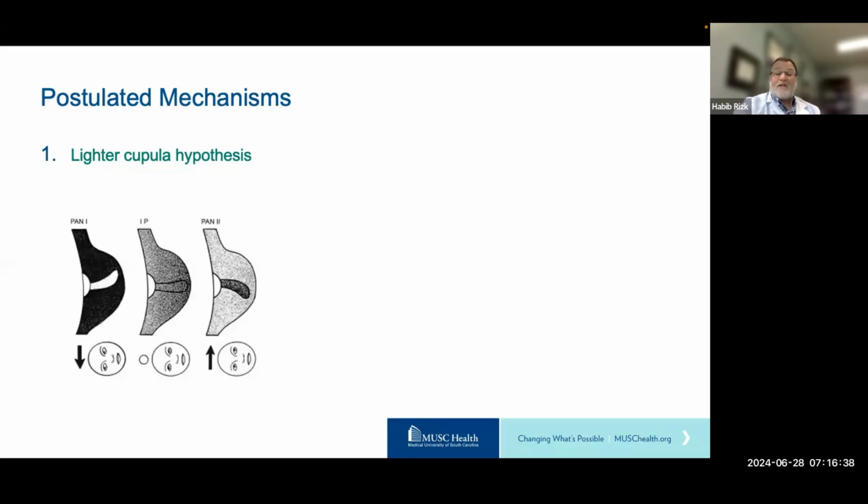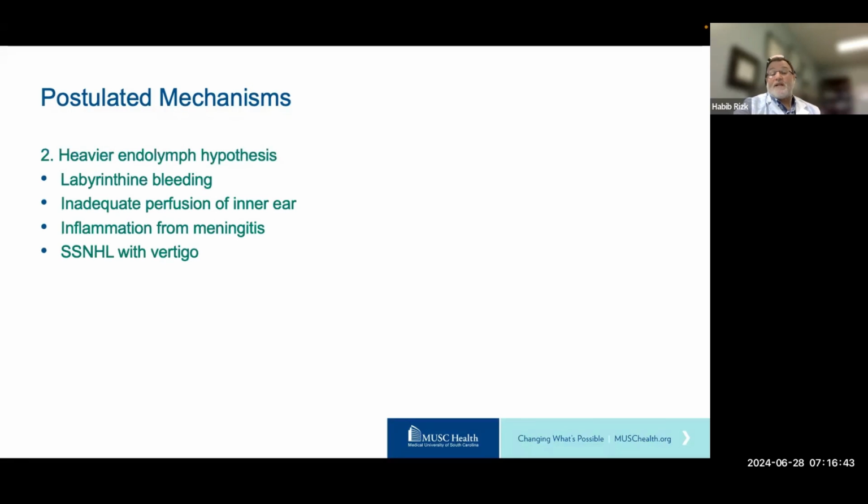So one of the postulated mechanisms is that something is making the cupula lighter, or something is making the endolymph heavier, whether it is a labyrinthine bleeding, an ischemic lesion of the ear, an inflammation from surrounding CNS structures.